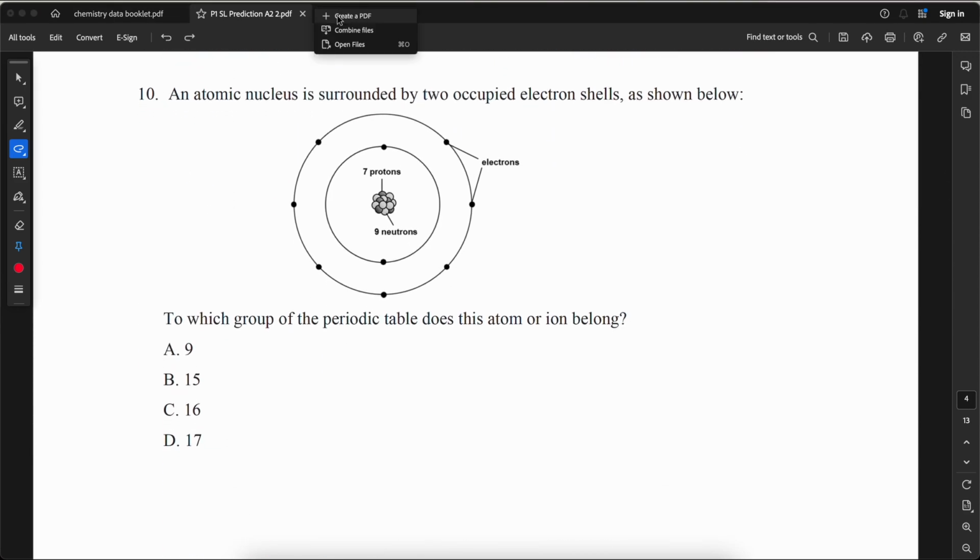An atomic nucleus is surrounded by 2 occupied electron shells, as shown below. It has 7 protons and 9 neutrons. So the proton number is 7, it's nitrogen. But as you can see, here there are 1, 2, 3, 4, 5, 6, 7 electrons. It means it has 2 extra electrons. It's an ion. However, the atom itself is nitrogen that belongs to group 15.